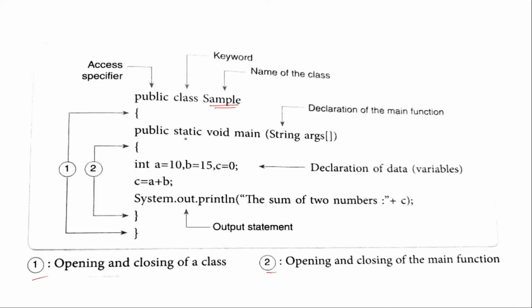Then we will write public static void main of main function. Again we have to give the opening bracket of main function. Inside it we have to declare the variables A, B, C. The data type of all the three variables is int. The value of A is 10 and B is 15. In this statement we are finding the sum and storing the value in the variable C, and in the last one we are displaying the output. This one is the closing of main function and this one is the closing bracket of sample class.